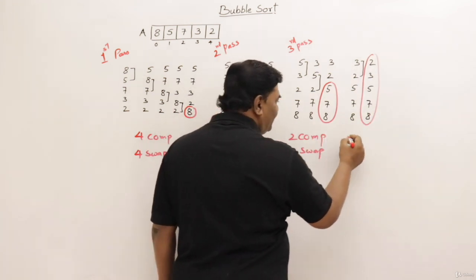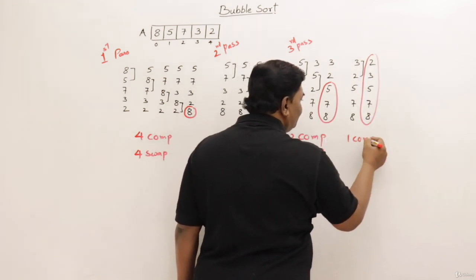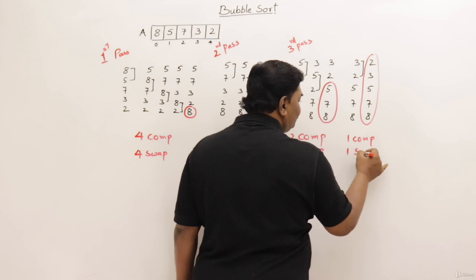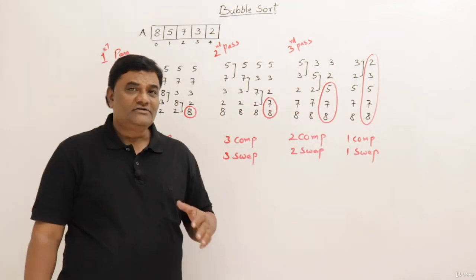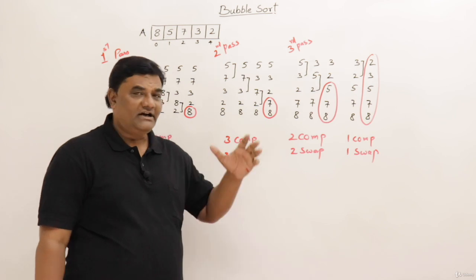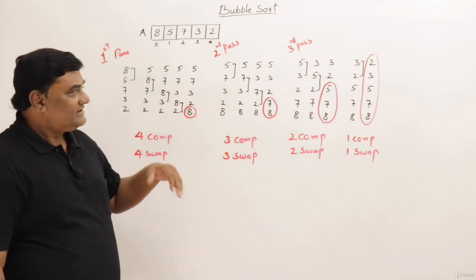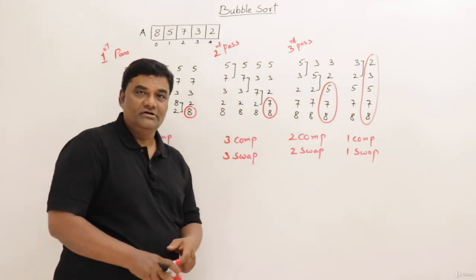How many comparisons did we perform? Only one comparison. How many swaps are done? One swap is done. That's all. The list is sorted. So this is the working of bubble sort. Using 5 elements I have explained it to you. Let us analyze this one and study each and everything of this one.